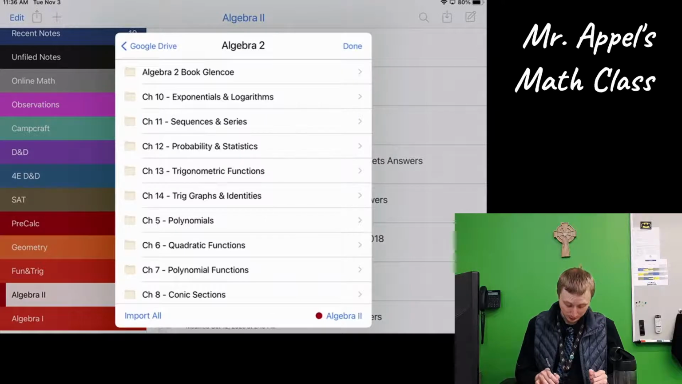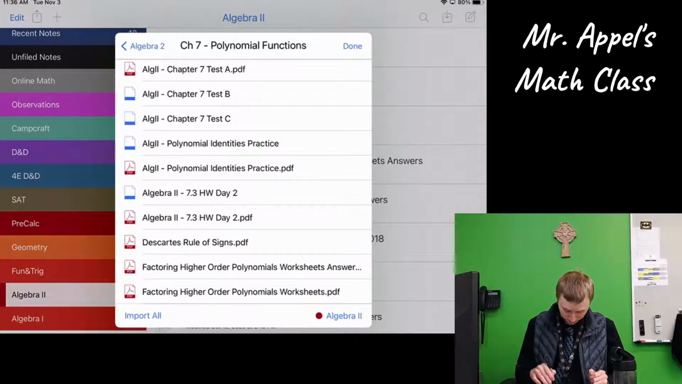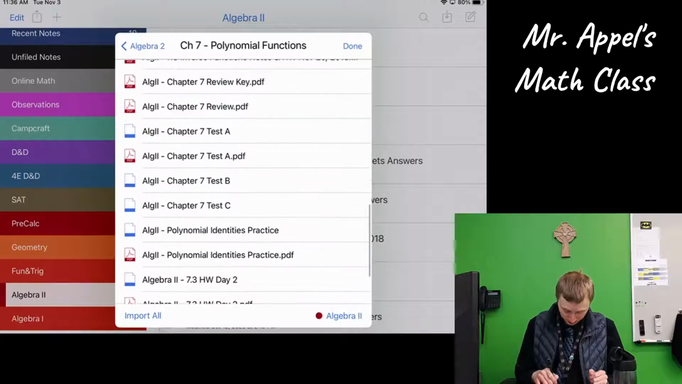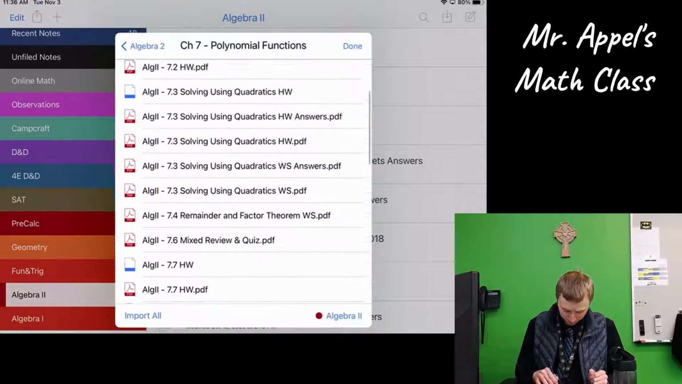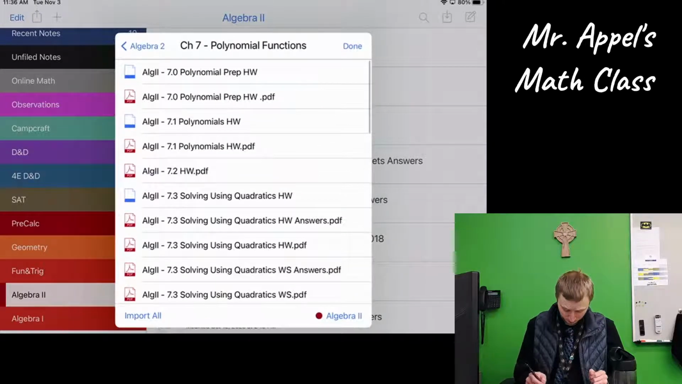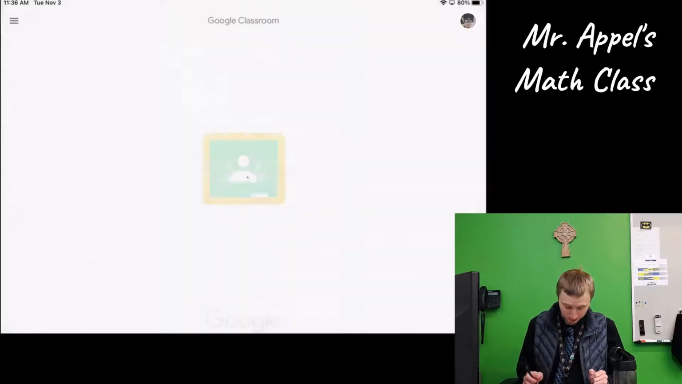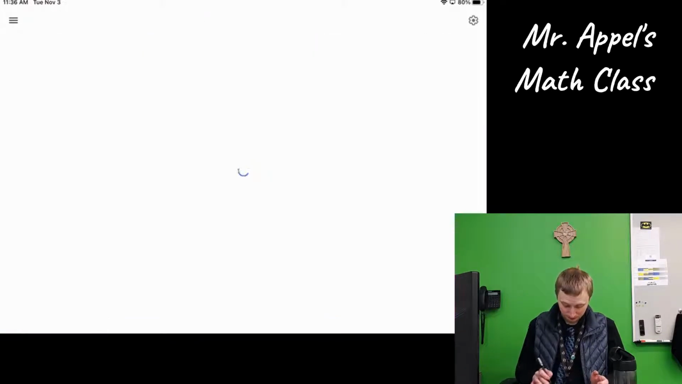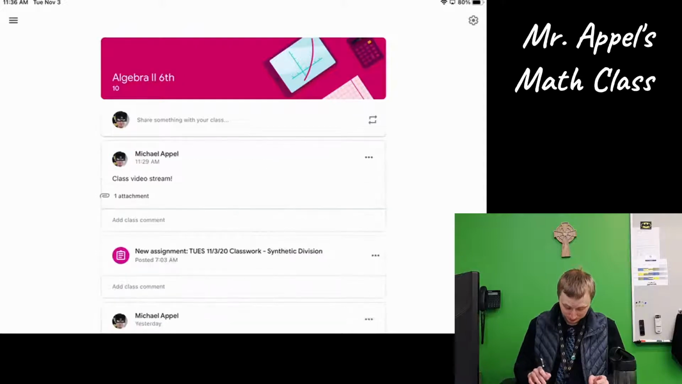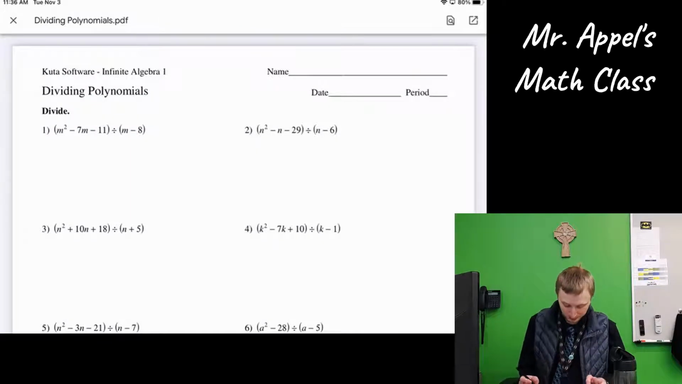I'm looking for algebra 2. Here we go. Factoring. Where'd it go? Well, you can always use good old Google Classroom, right? There it is, dividing polynomials.